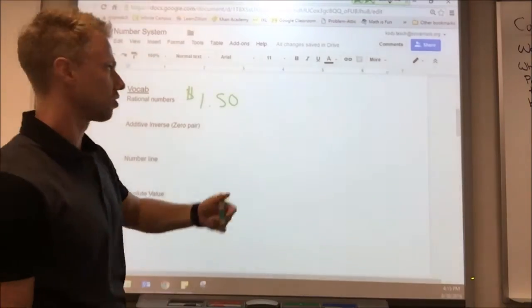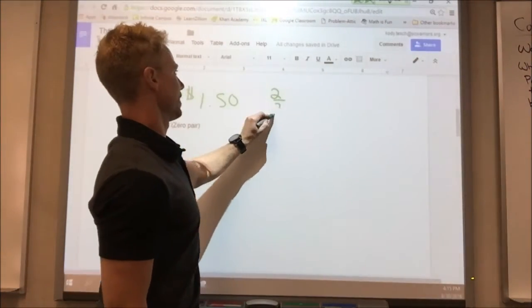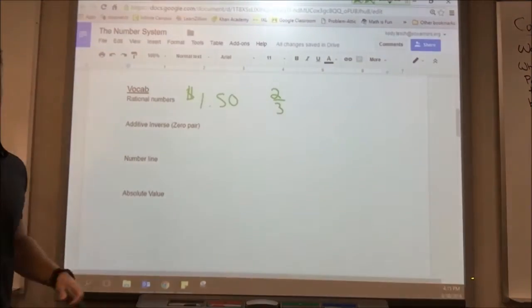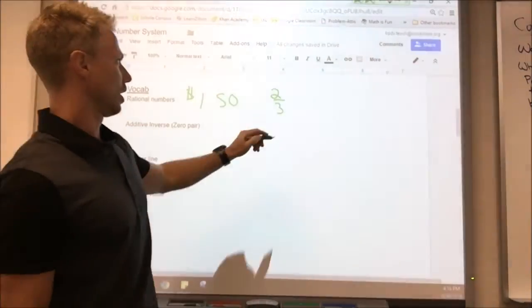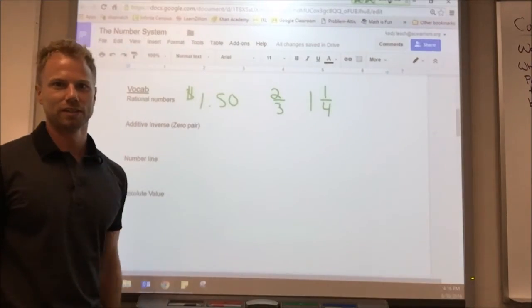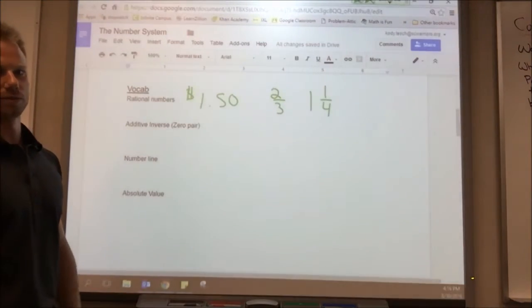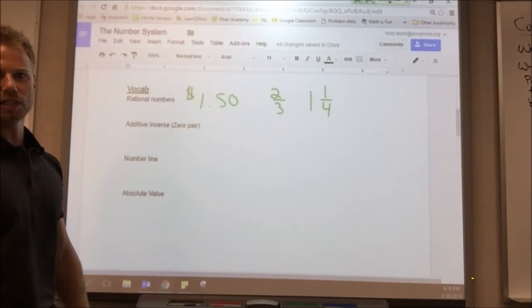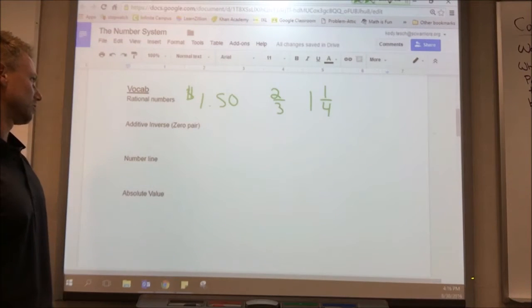Okay, you ate 2/3 of the pizza. That's a rational number. Okay, it takes 1 1/4 cups of sugar to make cookies. That's another rational number. It's the numbers that we typically use on a daily basis.